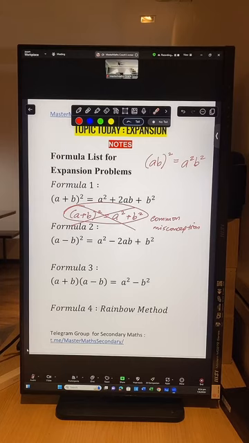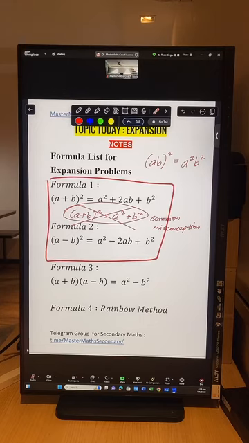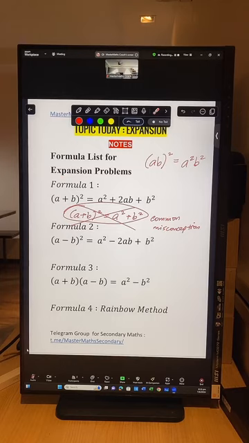Remember, please. Formula number 2, (A minus B) bracket square. Now, instead of a plus, you have a minus. The difference is there's a minus here, over here is a plus, over here is a minus. Other than that, everything else is the same. This one, guys, is very important. You must know this when you are doing completing the square.